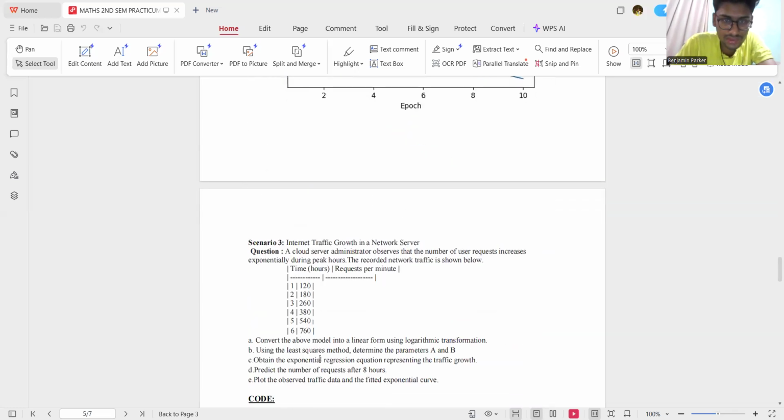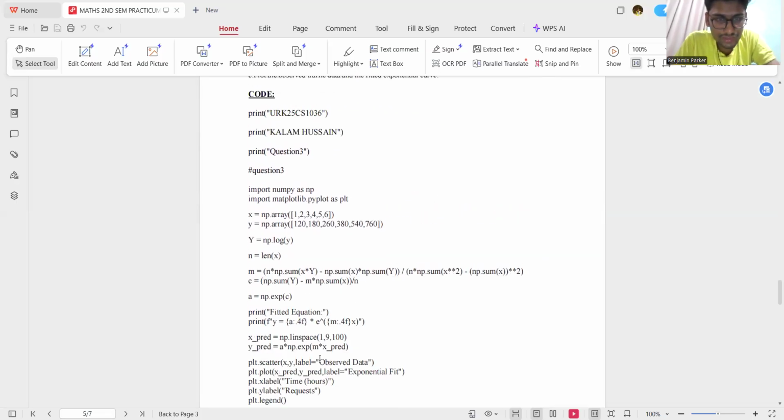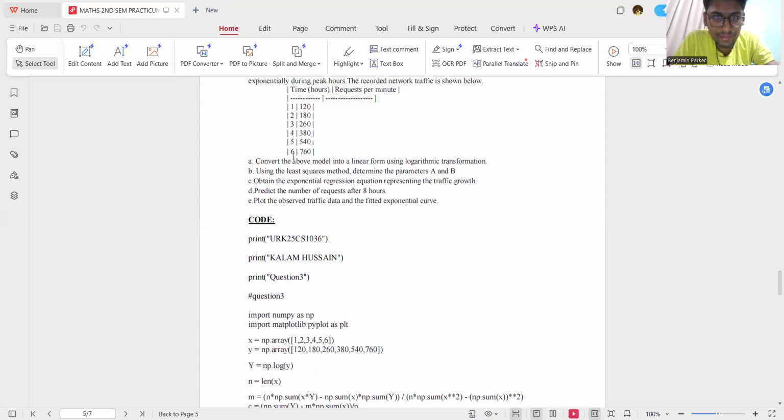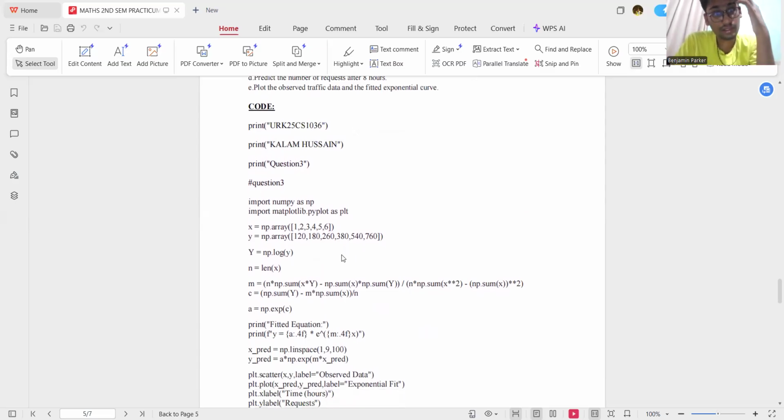On to the third one, which is internet traffic growth in a network server. Here we have to convert the above model into linear form using logarithmic transformation, and using the least square method determine the parameters capital A and small b, where small b is technically M and C. Then we obtain the exponential regression and predict the requests after 8 hours. After six hours, we have to predict the eighth. After that we are plotting the data traffic, and here it is.